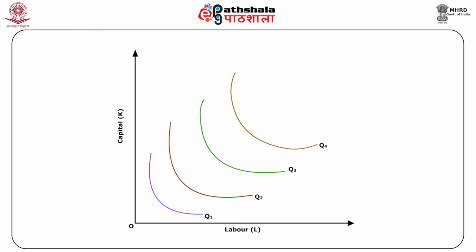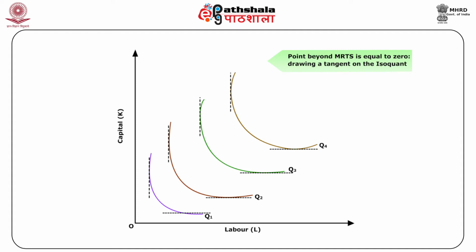Beyond this point, it becomes important to employ both inputs for the production of the output, as the substitution between inputs does not take place anymore beyond this point. Such a point where MRTS is equal to 0 can be determined by drawing a tangent on the isoquant such that it is parallel to both the axes. In the diagram, MRTS is equal to 0. It is represented by the dashed lines.